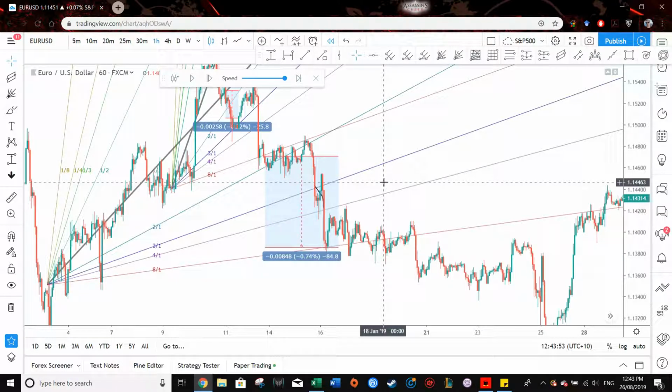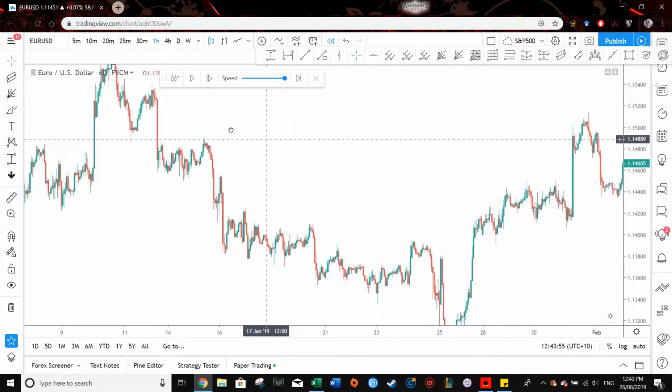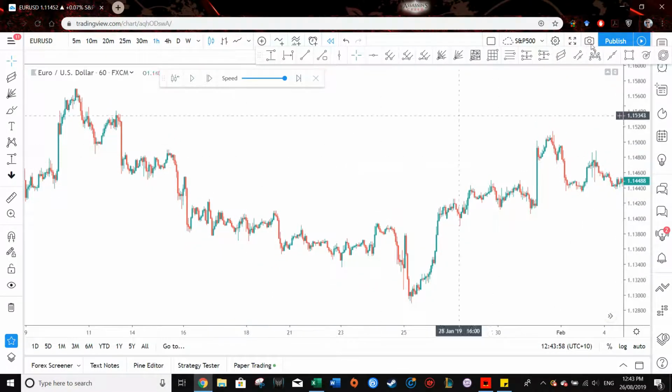So does everyone understand? Does everyone have a good idea about how to use the gann fan? Yep, brilliant. No worries.